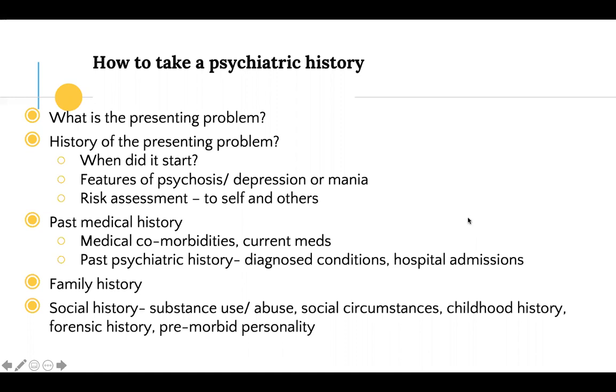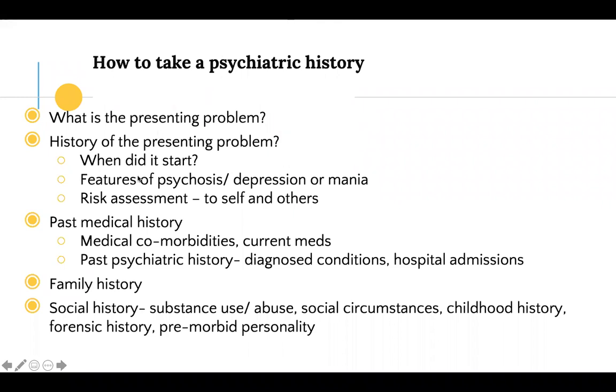Family history is really, really useful. For example, in schizophrenia, I looked up a recent 2017 study which showed that if one twin is diagnosed with schizophrenia, there's a 79 to 80% chance that the other twin could be diagnosed with schizophrenia. So there is a genetic element and component to psychiatric illness as well.